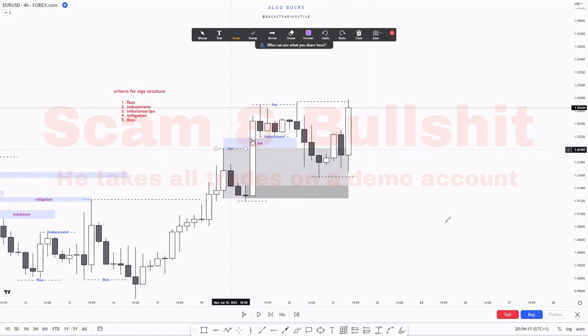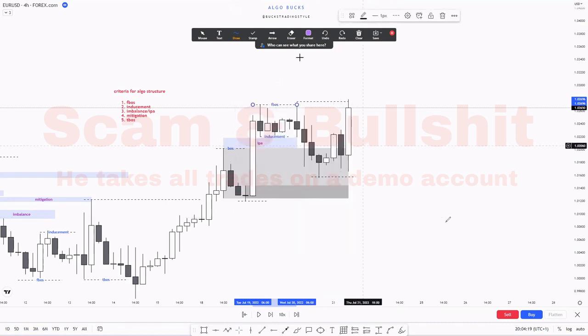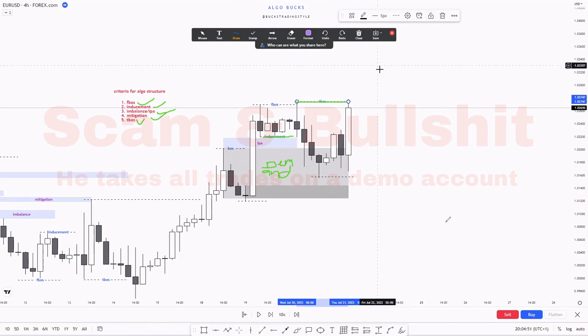As we can see, we have a fake break of structure right here. Then price took out the inducement. So we've seen fake break of structure, inducement, the imbalance or IPA, then mitigation, because price mitigated this demand zone. Price shot to the upside, and then the true break of structure becomes this high right here. So we can tag this high as a true break of structure. You understand this?